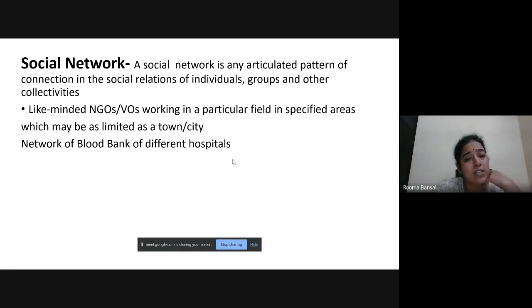Basically, the social network point is originated from the word fabric. Like we weave yarn to make a cloth, in the same way a social network is formed, from one person to another person. They have the same mindset, they have the same goals. Here you can take the example of NGOs who are working in the educational sector.